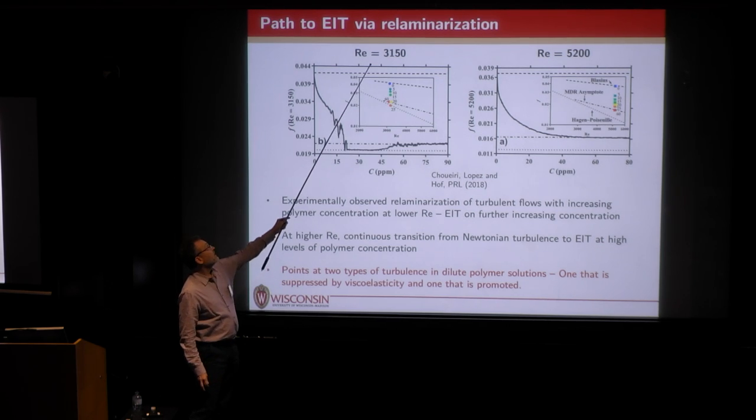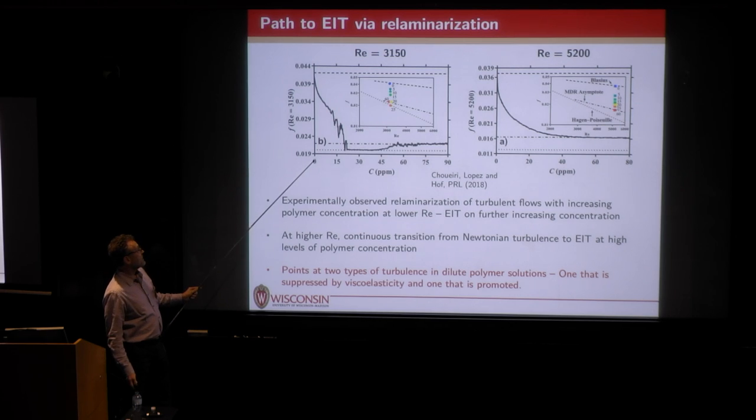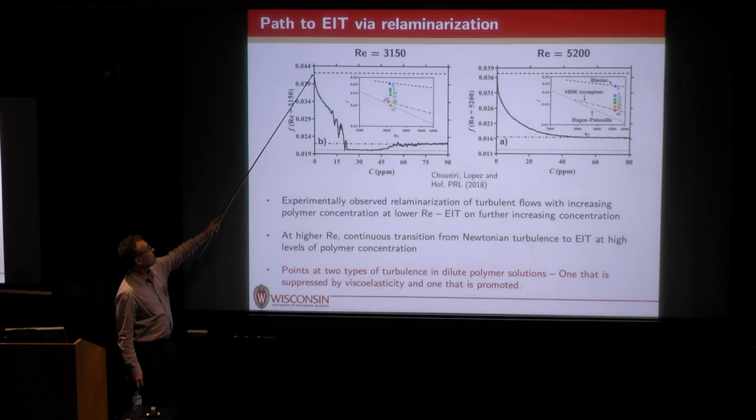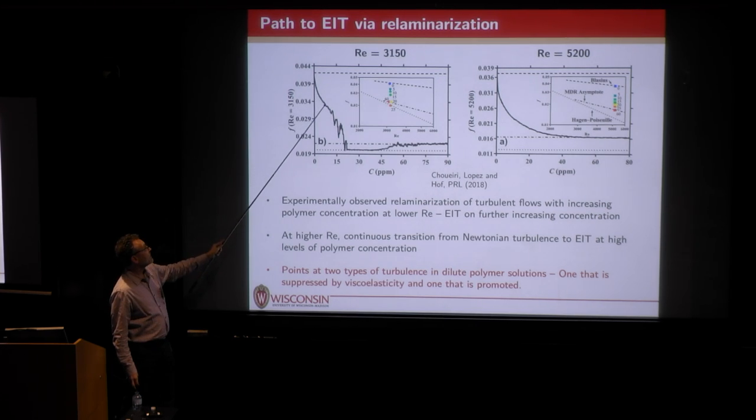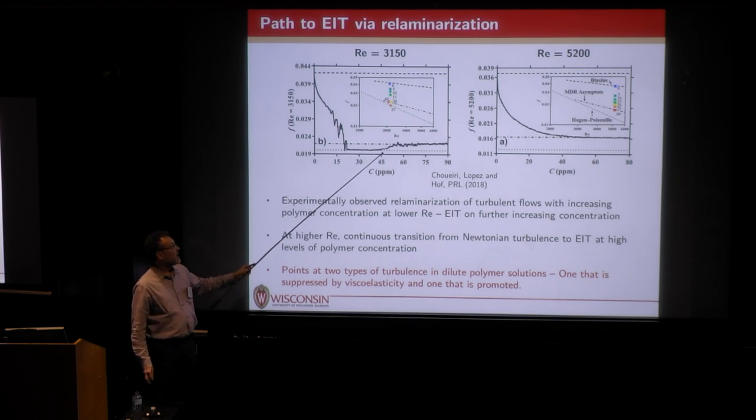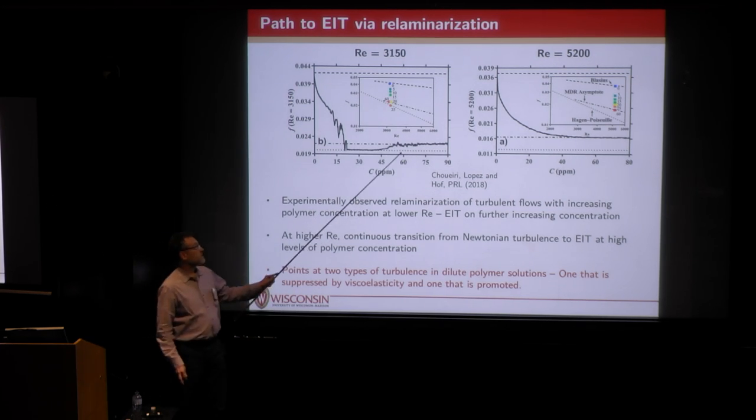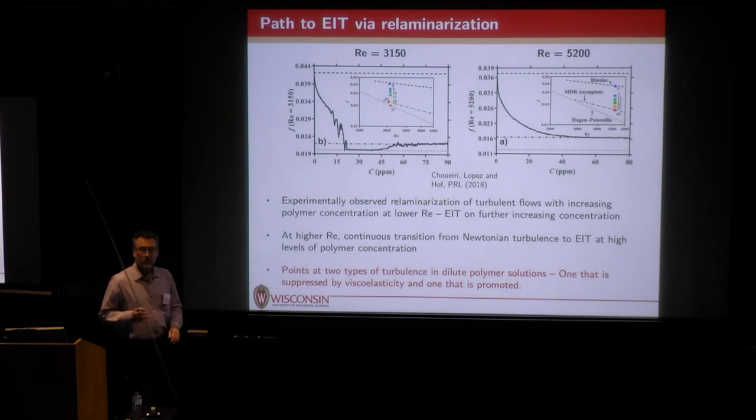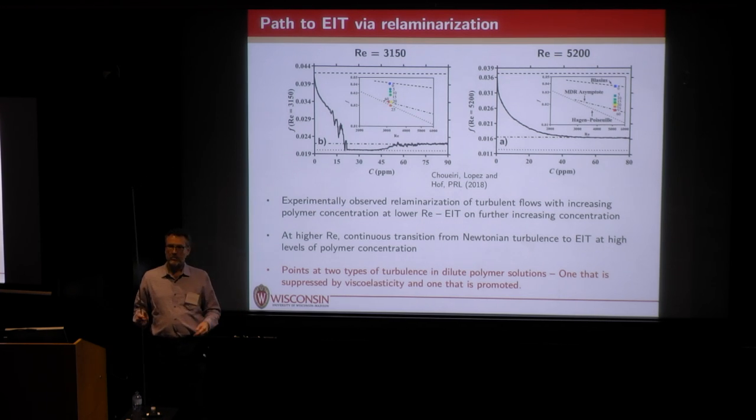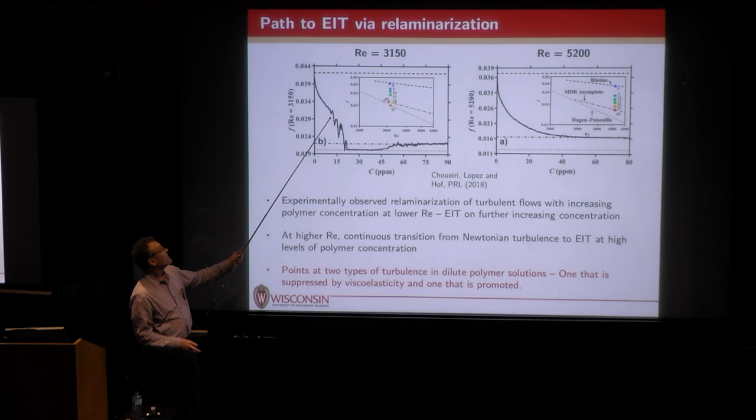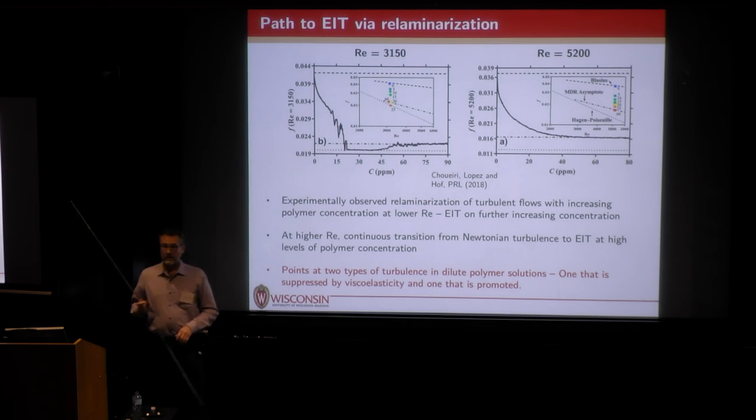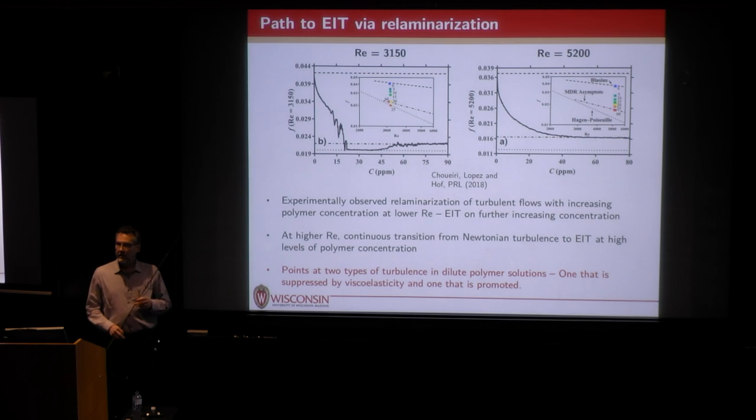Let's focus on this plot here, which is at relatively low Reynolds number. At zero concentration, this is Newtonian turbulence. As they increase the concentration, the friction factor goes down, the drag goes down. Then above some concentration, they actually find that the flow laminarizes. And then at higher concentration, the flow becomes turbulent again, very weakly turbulent. They identified this as elasto-inertial turbulence. So the punchline of this observation is that it points very clearly to the existence of two types of turbulence in a polymer solution, one that's suppressed by the polymer and one that's promoted. And we're going to try to make some progress in understanding those observations.